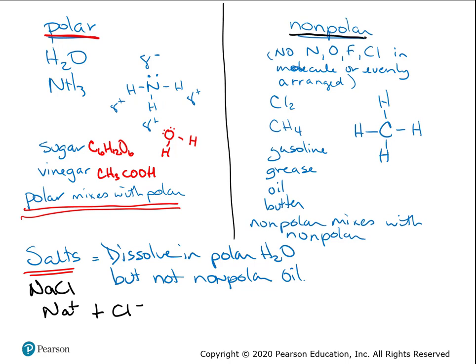But now we get the non-polar camp. The non-polars. Things that have no nitrogen, oxygen, fluorine, or chlorine in the molecule, or if they do, they're evenly arranged. Things like CH4. Well, CH4, its common name is methane. Methane is natural gas. So it does exist as a gas in nature, but it will mix with other non-polar molecules. Things like gasoline and oil, greases, butter, bacon grease, cooking oils, they all have a mostly carbon and hydrogen makeup, so they are all non-polar.